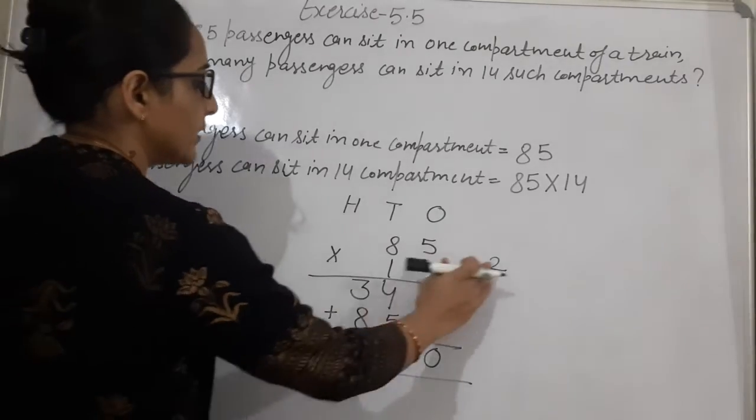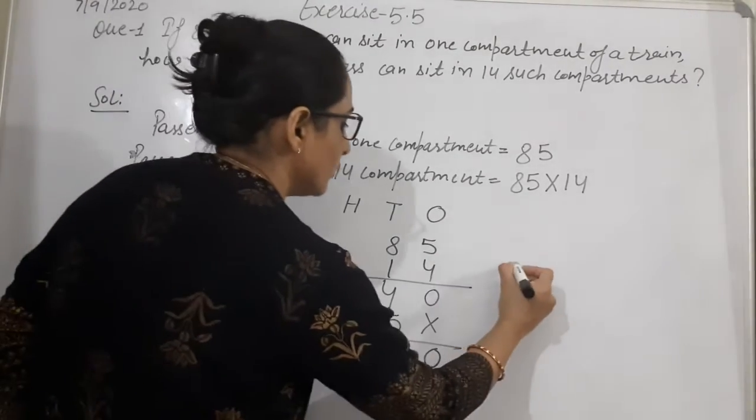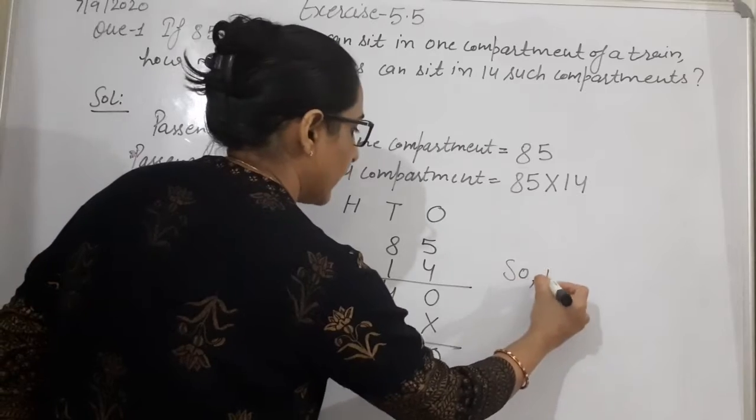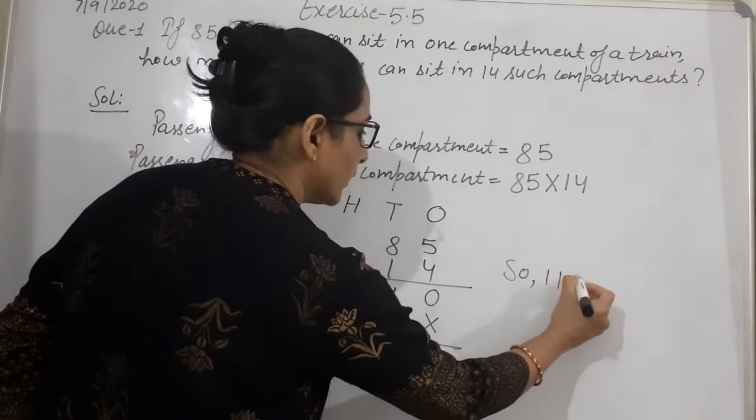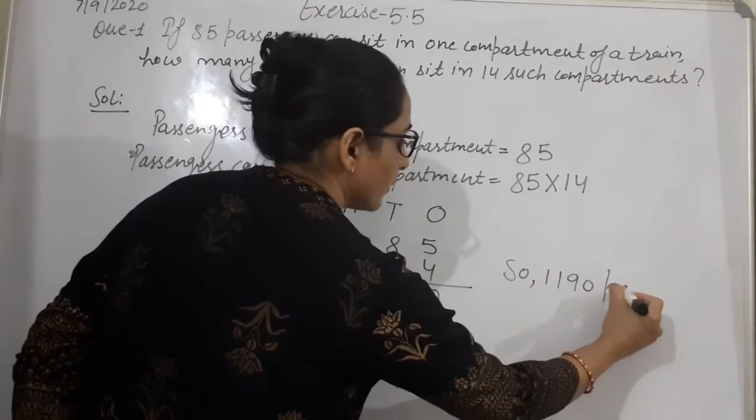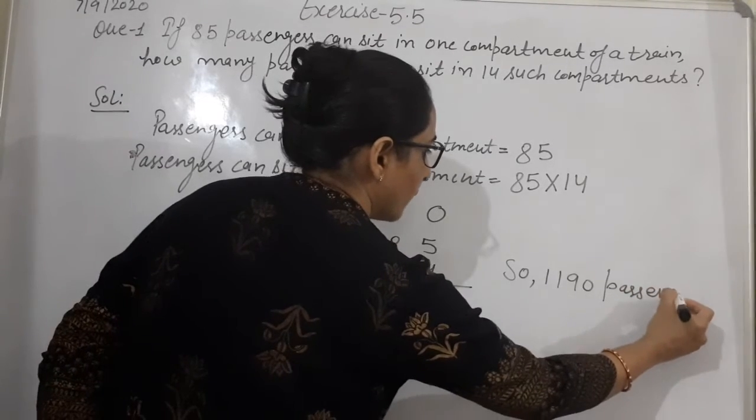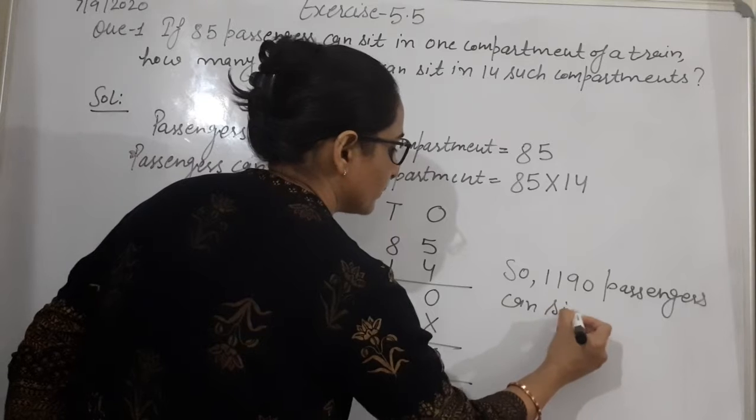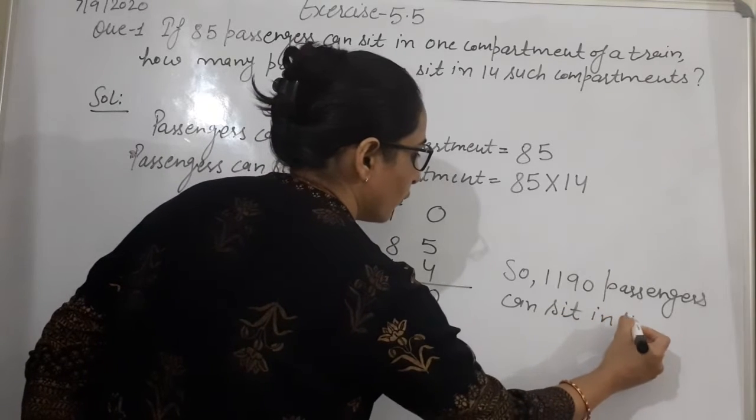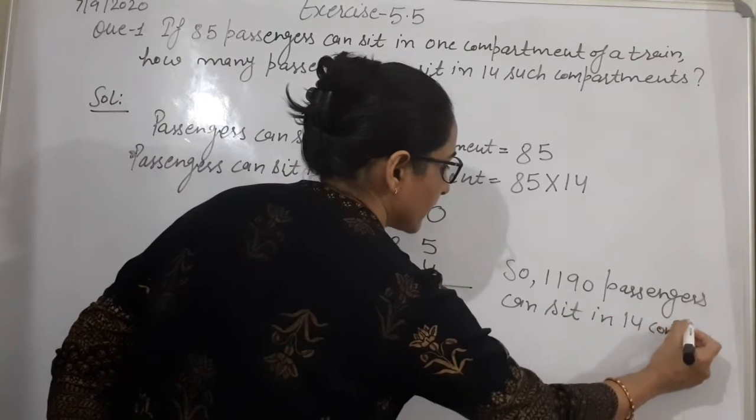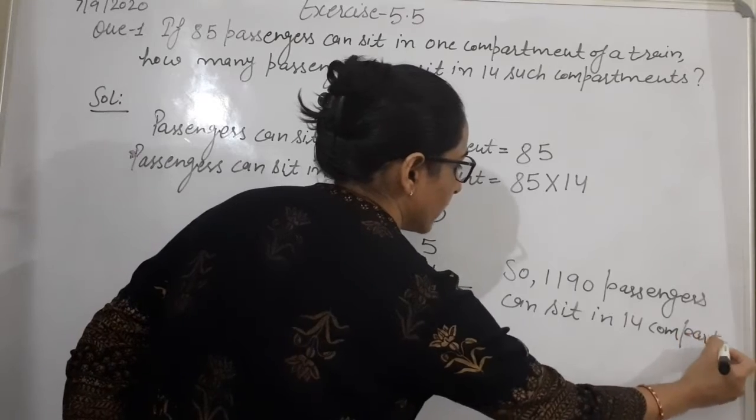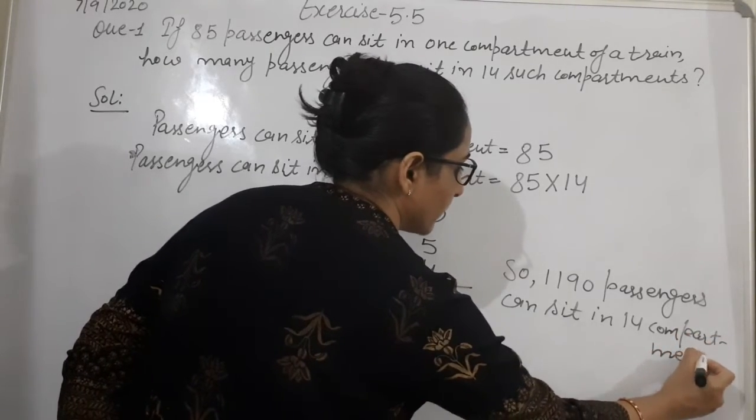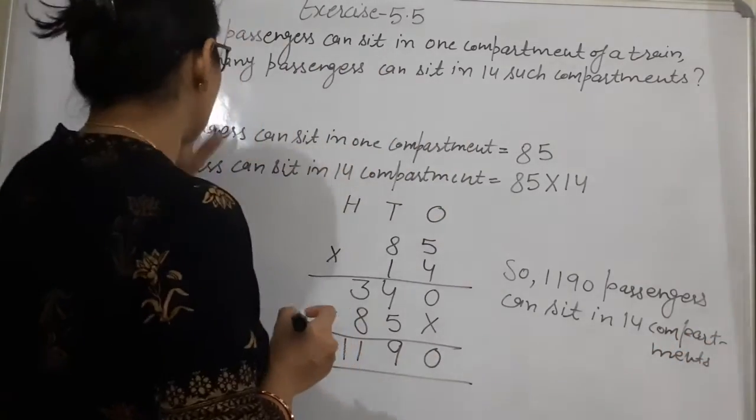So we will write here, so 1190 passengers can sit in 14 compartments. Clear? 14 compartments. Clear, students? That is your question number 1.